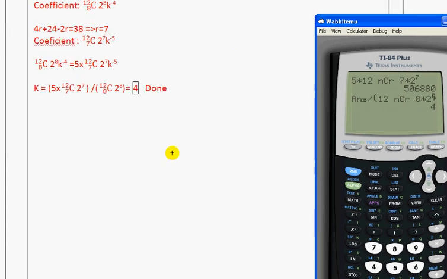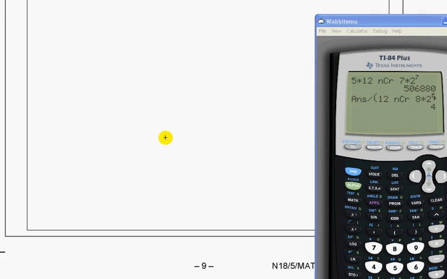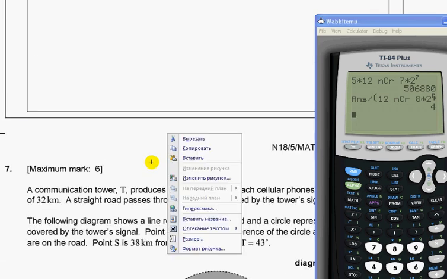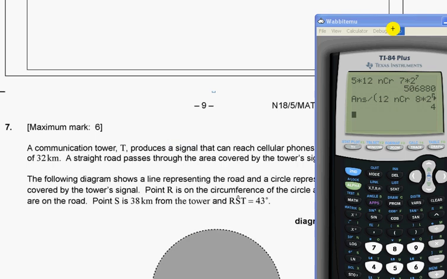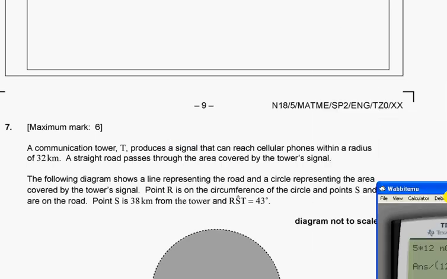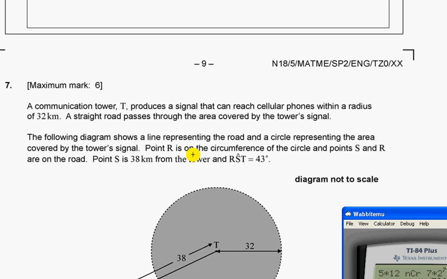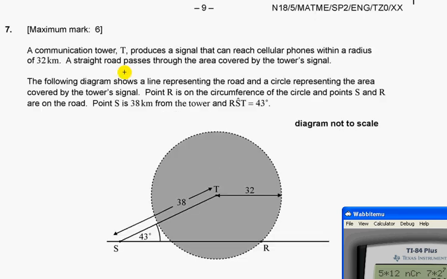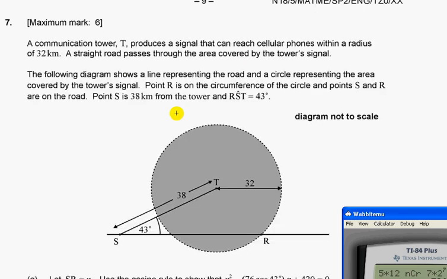Right, now a geometrical question. Let's put the calculator aside. A communication tower T produces signals that can be reached by cellular phones within a radius of 32 kilometers. A straight road passes through the area covered by the tower signal. The following diagram shows a line representing the road and a circle representing the area covered by the tower signal. Point R is on the circumference of the circle, and S and R are on the road. Point S is 38 kilometers and RST is 40. So actually we have this picture.